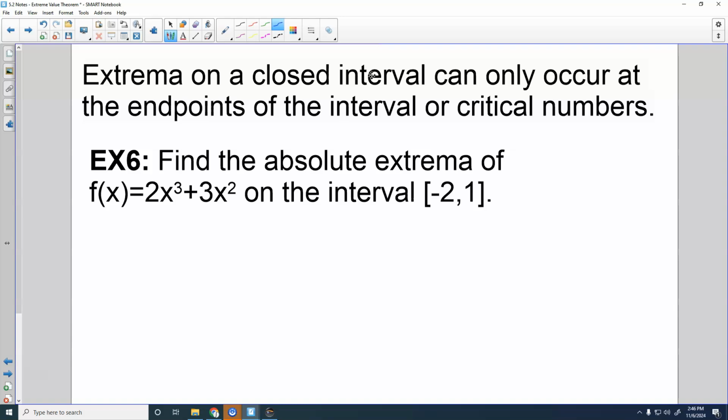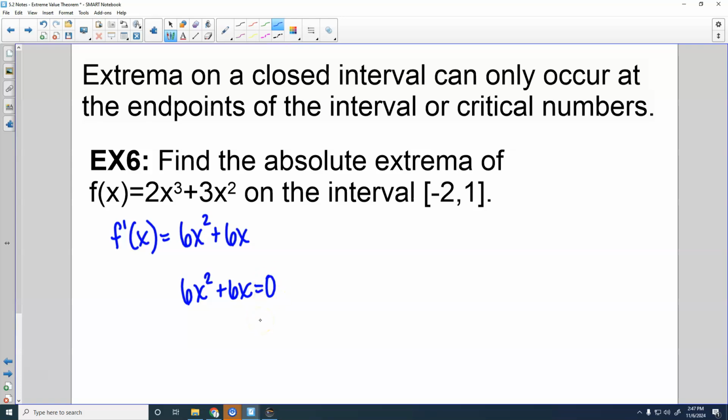Okay? So we'll see mostly questions like example 6 here. Find the absolute extrema of f of x equals 2x to the third plus 3x squared on the interval -2 to 1. Okay? So what we need to do first is find our critical points. So to find our critical points, we will take our first derivative. So if I take my derivative here, I will get 6x squared plus 6x. And then I want to see where that equals 0 or is undefined, but it can only be equal to 0 for this one. So I'll have 6x squared plus 6x equals 0.